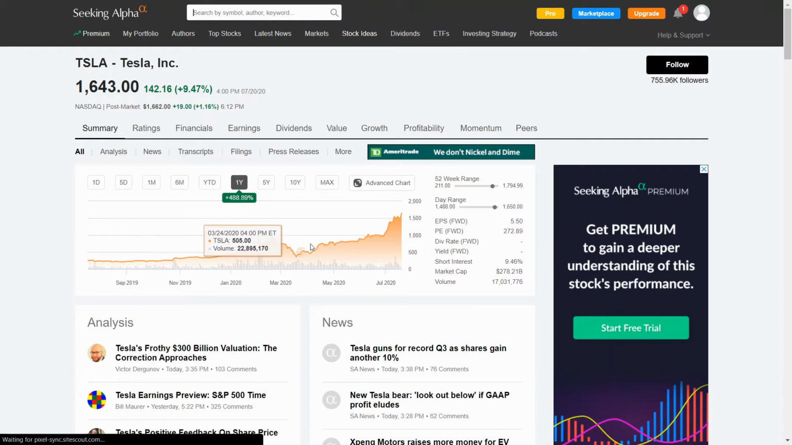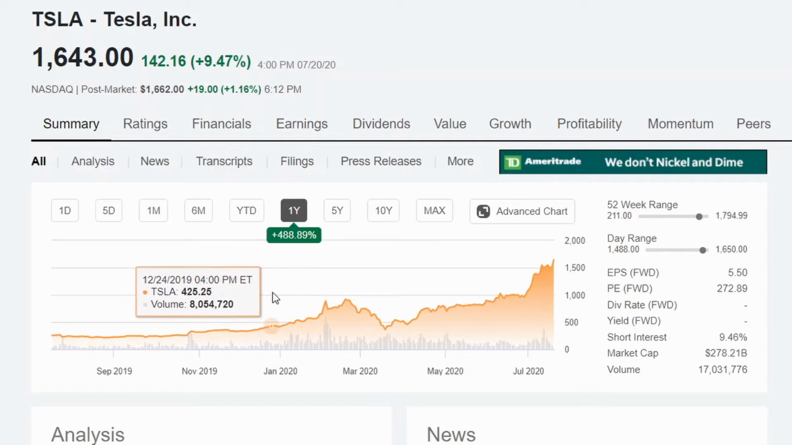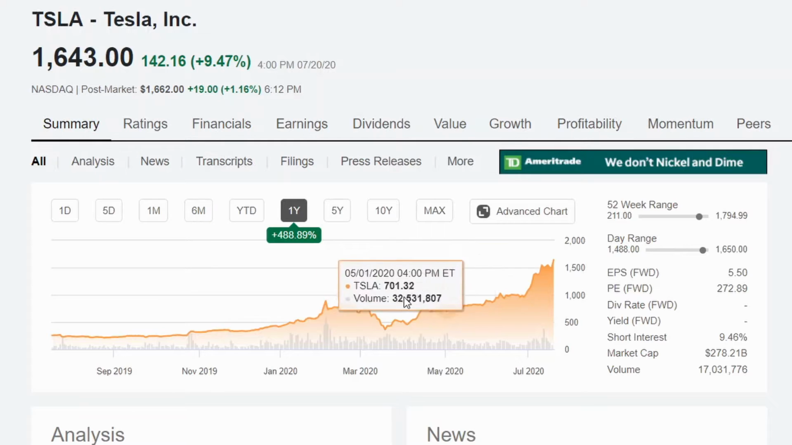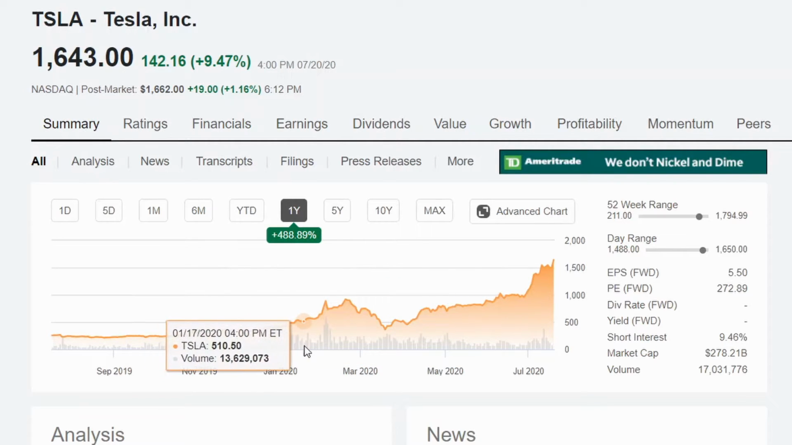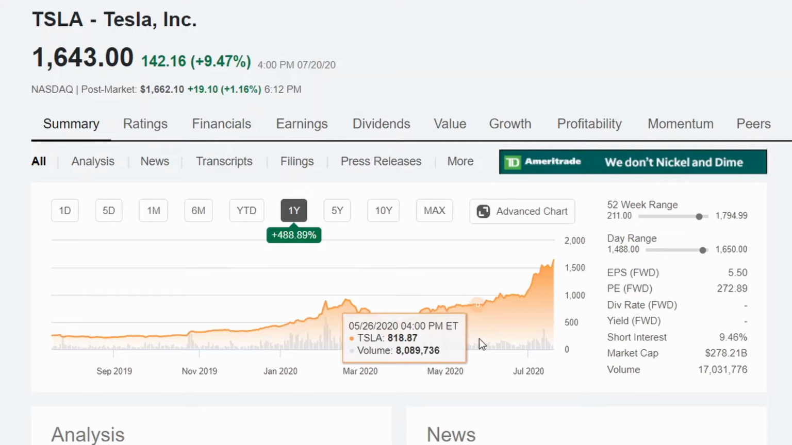You can see how much it's gone. Oh my God, 488% in 1 year. It's gone up 488% in a year. This graph is very quick and easy to see. You have the volume below as well. And as I'm scrolling, you could see exactly what the closing price was for each day.